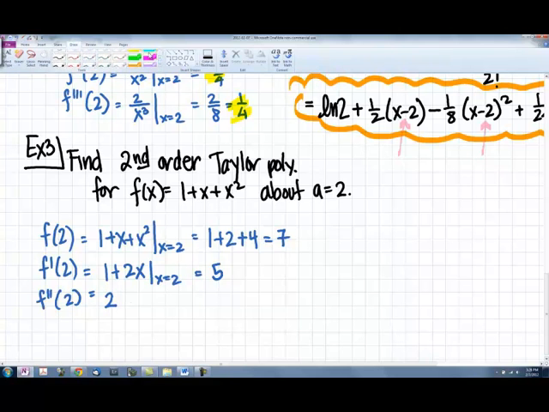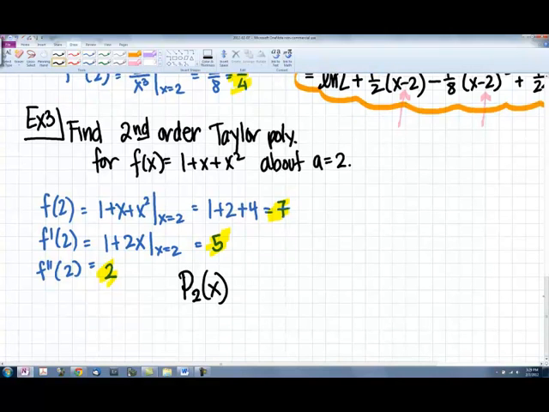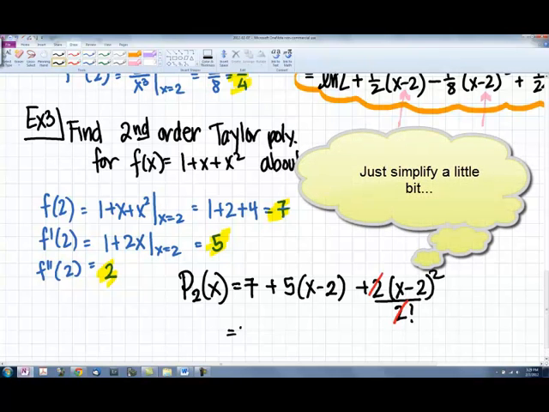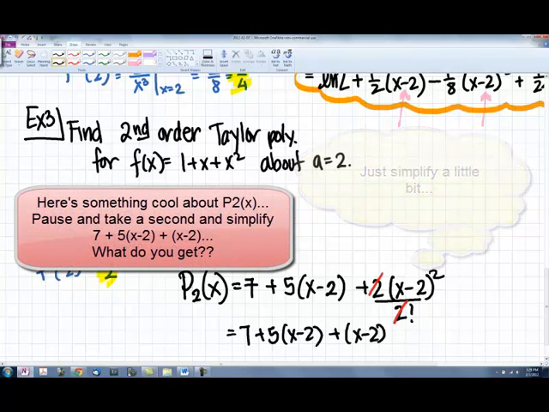These are the derivative values, so we get to plug that in to our little formula for Taylor's theorem. So that means p sub 2 of x, my polynomial of second order, is going to be approximated by 7 plus 5 times x minus a plus 2 times x minus a squared over 2 factorial. So we can write 7 plus 5 times x minus 2 plus x minus 2 quantity squared.